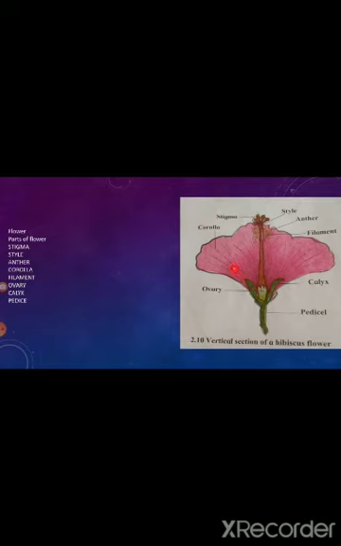So what is the corolla? You know guys, corolla is the petals, and we all know the petals. So what is meant by calyx? In the bud condition, the petals are covered by leaf-like parts called sepals, which are green in color. They form a calyx.